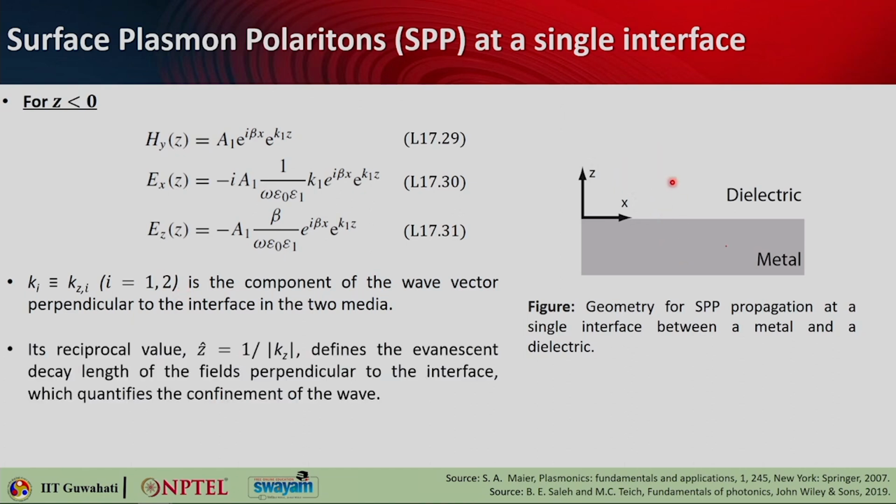Okay. And you can also find out that it has got a reciprocal vector that can be described as z cap, which is 1 over modulus of kz. Okay. So what is kz? That is the component of the wave vector perpendicular to the interface between the 2 media, and you can also think of a reciprocal of that particular vector, and that defines the evanescent decay length of the field perpendicular to the interface, and this also quantifies the amount of confinement on each side.